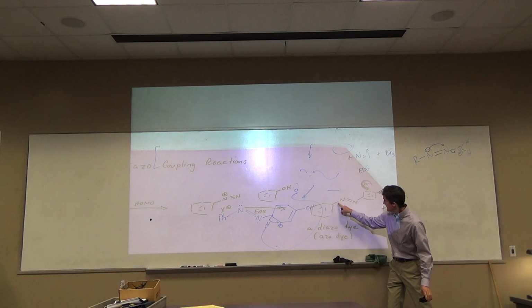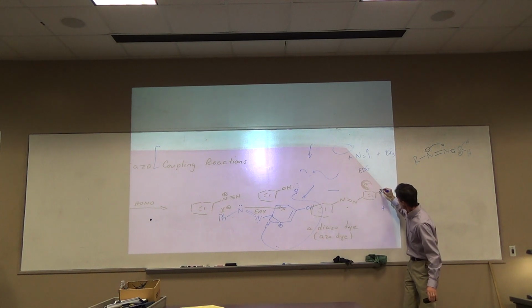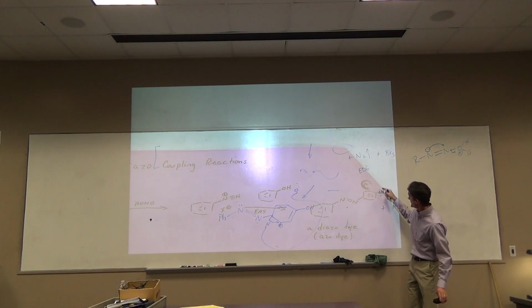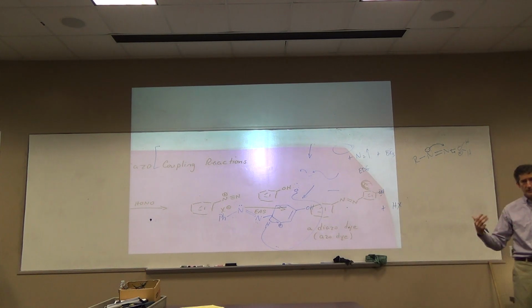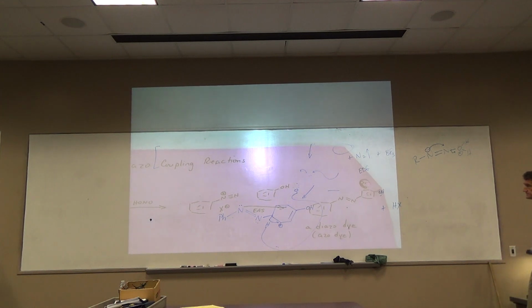Pi system. There's two p orbitals here, pi bond. All this is conjugated, including with this lone pair here. Starting here, it's conjugation all the way through, and it leads to it absorbing into the visible very intensely. And these are often dyes. They're called azo dyes.